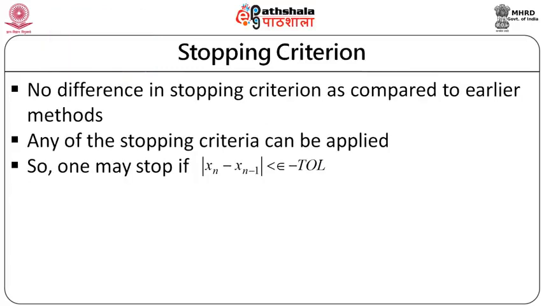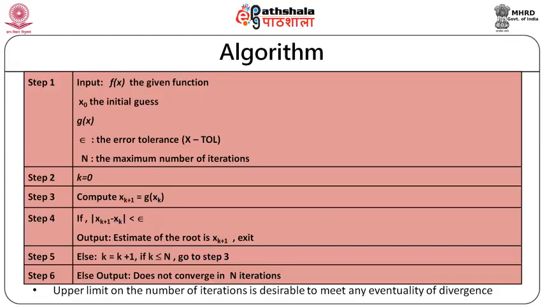The stopping criteria can be the same as we have employed in the earlier methods. Any of the stopping criteria can be used. Most probably, if you require the answer correct to a certain number of decimal places, one can use the epsilon tolerance, that is, one may stop when the absolute difference between two consecutive approximations is less than the epsilon tolerance that you decide. So this, in a nutshell, is the algorithm.